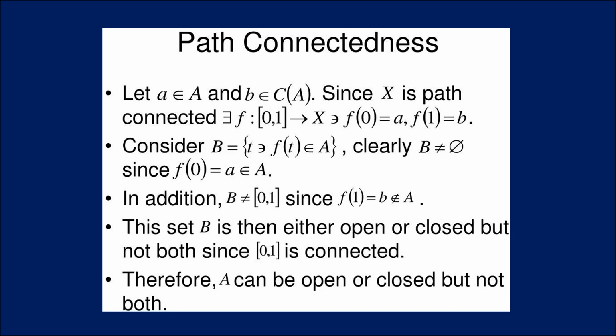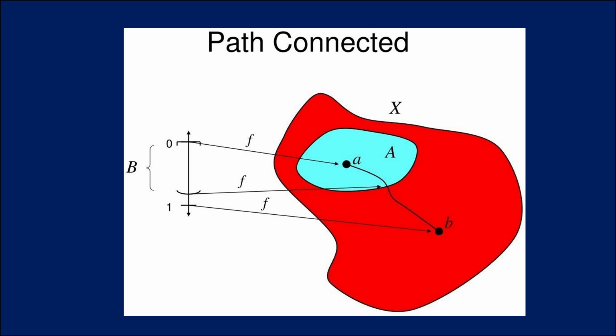In path connectedness, let A belong to A and B belong to the complement of A. Since X is path connected, F is a mapping from the closed interval [0, 1] to X, where F(0) is equal to A and F(1) is equal to B. So the set is either open or closed, but not both, since the closed interval [0, 1] is connected. Therefore, A can be open or closed, but not both. This is a contradiction, which arises because we took S to be disconnected. So we conclude that every path connected space is also generally connected.